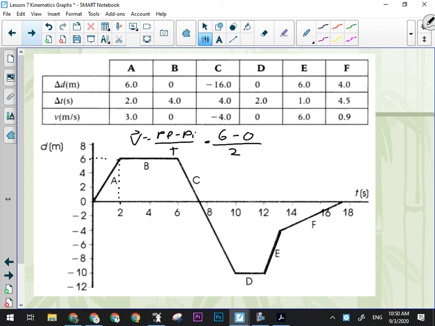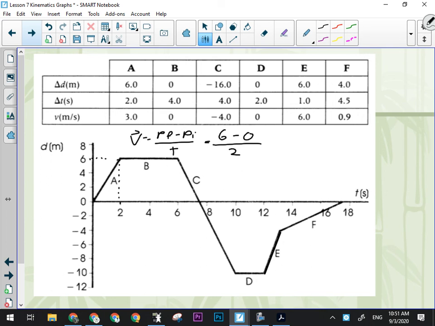Right? Did I just use v equals d over t on a graph? Is it okay to do that? Absolutely. I don't know how else I would have figured out what the velocity was in part A. But I knew what the displacement was, I knew what the time was, I could calculate it using that formula. Okay. All right, what's the object doing in part B?